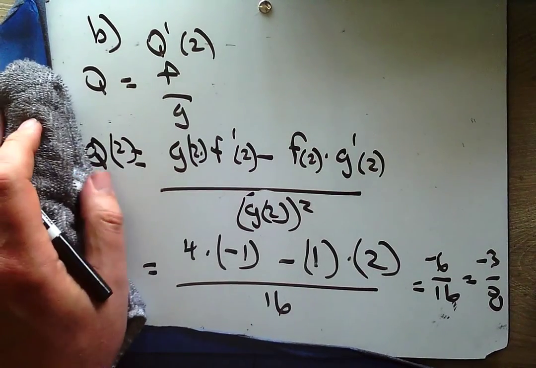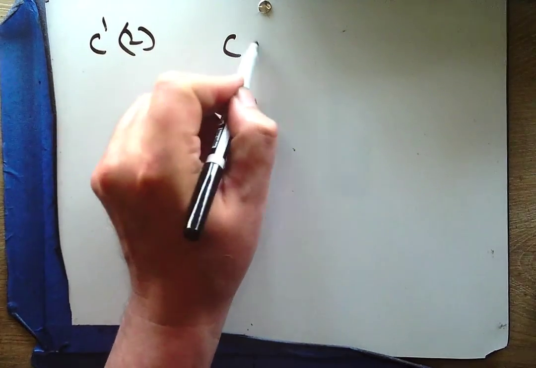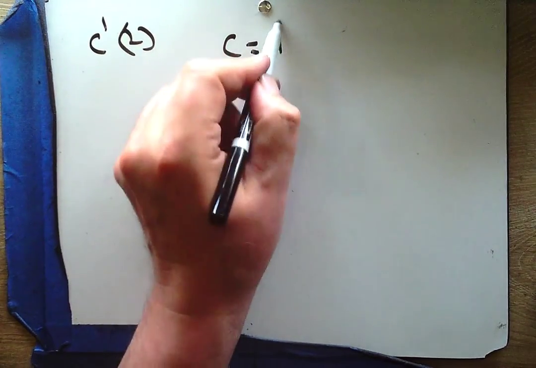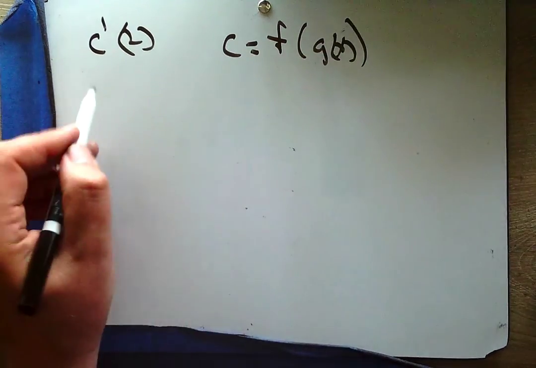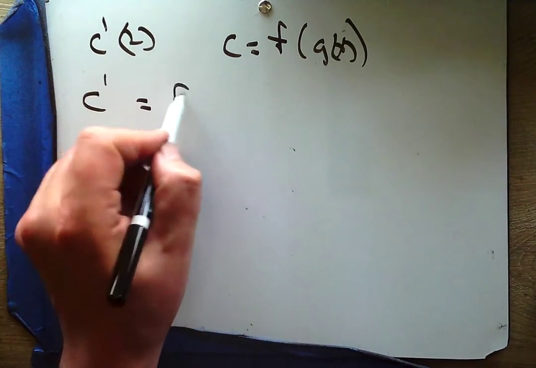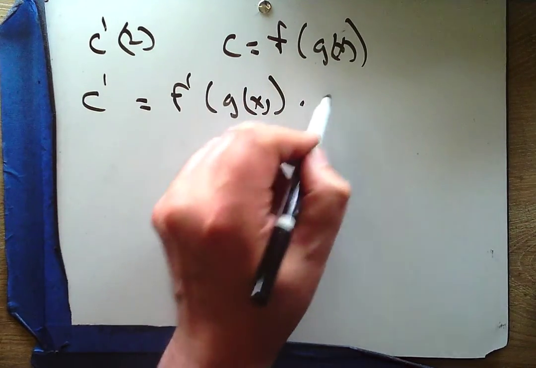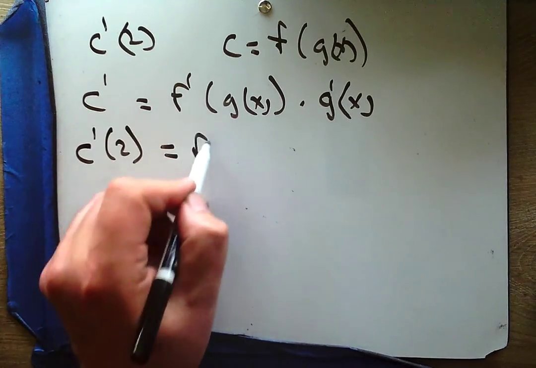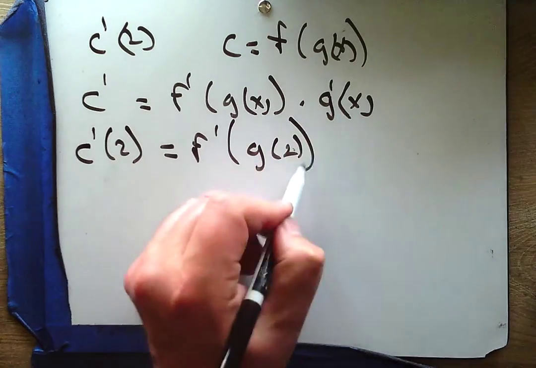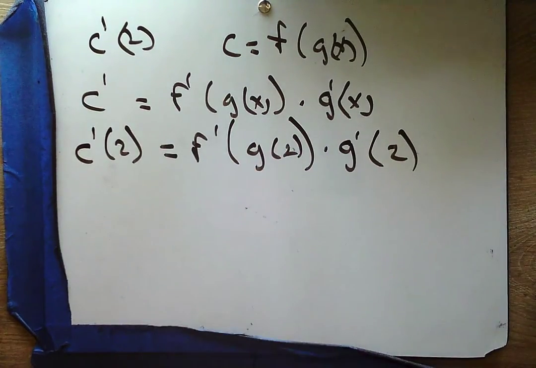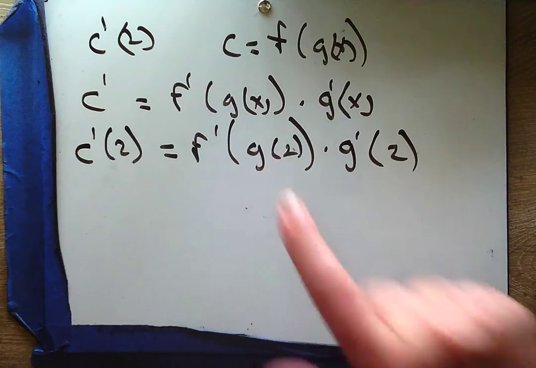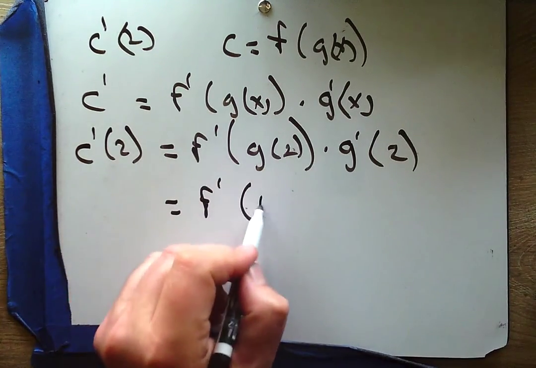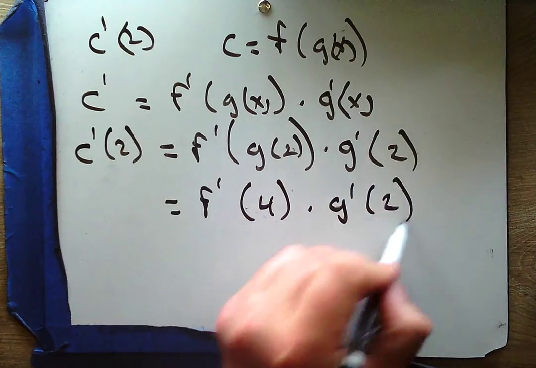Part B, done. How about part C? C prime of 2. Okay, we're looking for C prime of 2. And I'm told that C is equal to F of G of X. So C prime is going to be F prime of G of X times G prime of X. So C prime of 2 is F prime of G of 2 times G prime of 2. G of 2, we said, was 4. So this is F prime of 4 times G prime of 2.